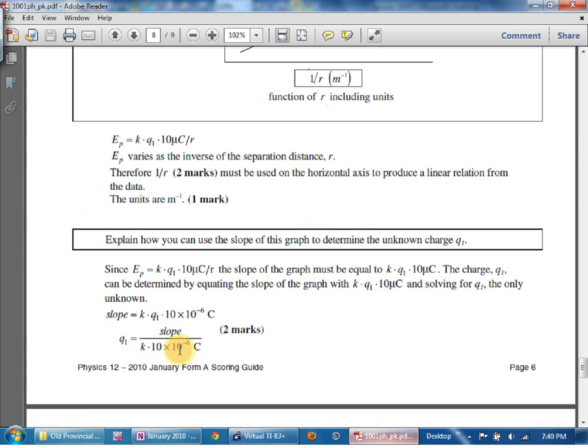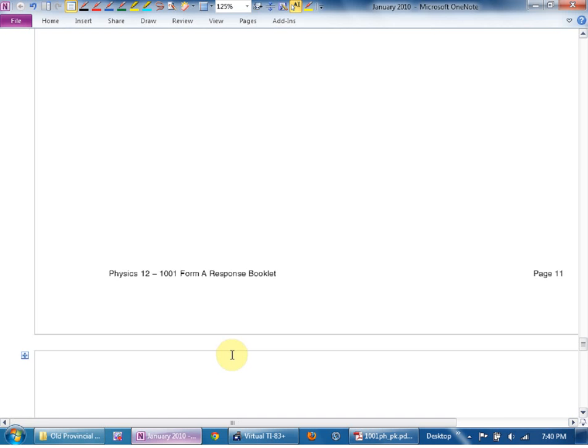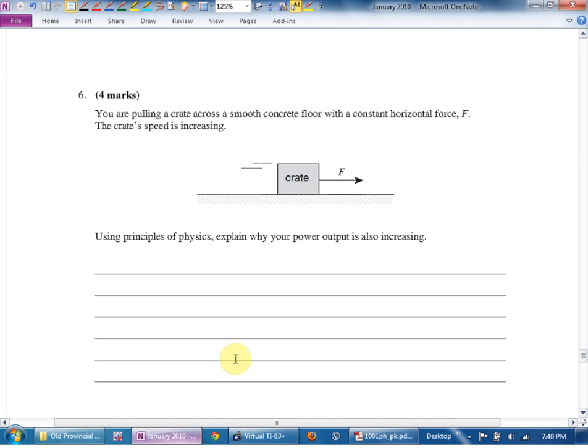Last question is going to be a using principles of physics to explain. Okay. You're pulling a crate across a smooth concrete floor with constant horizontal force. And I notice the crate's speed is increasing. What that means is my force doesn't equal friction. It's bigger than friction. It says, using principles of physics, explain why your power output is also increasing.